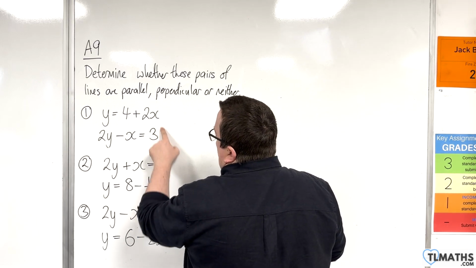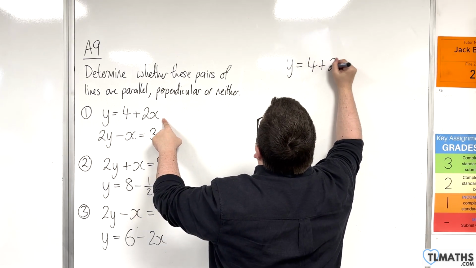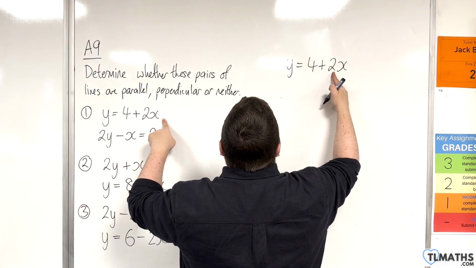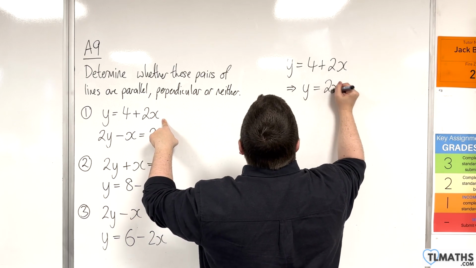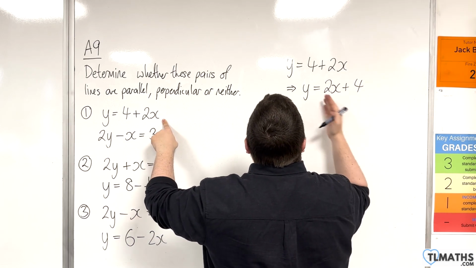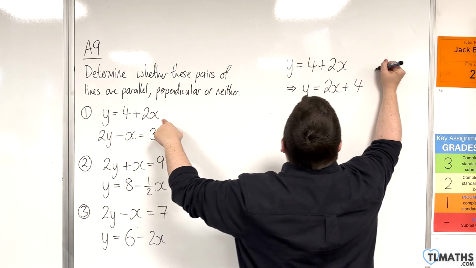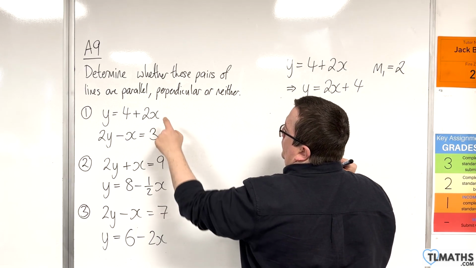So let's start off with this first pair. Y equals 4 plus 2x is almost in that form, and you can identify that the gradient here is 2. If you prefer, you can always write it this way round. So it is in the form of y equals mx plus c. So the gradient here of the first line is 2.